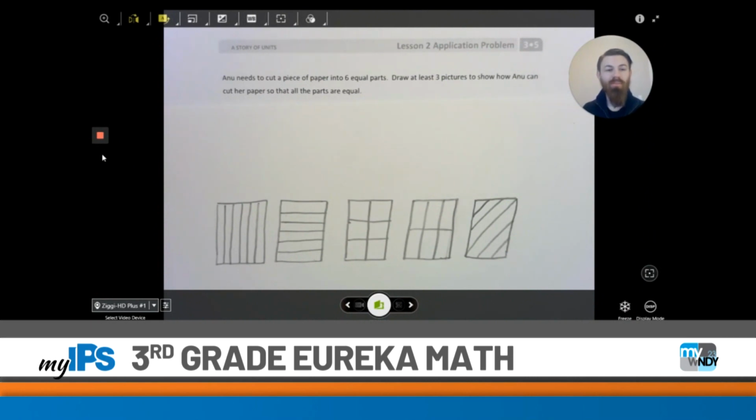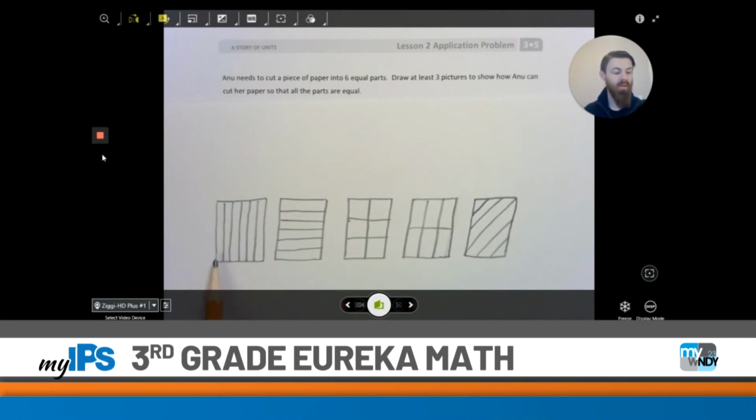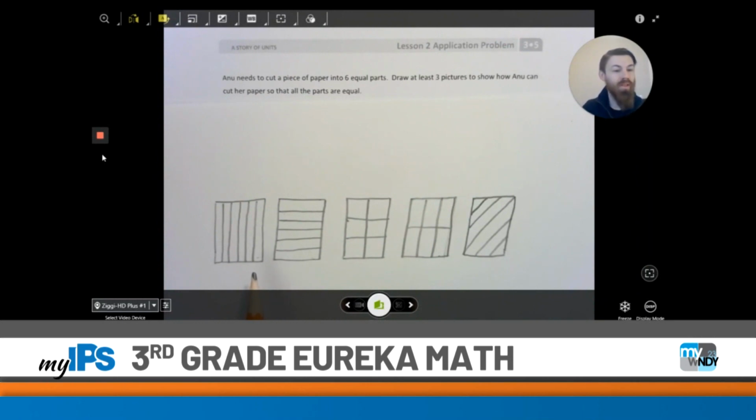While you were drawing, I was drawing too. I was drawing as many ways as I could think of to show how Anu could cut the paper so that all of the parts are equal. Did I partition this piece of paper into 6 equal parts? Let's first count our parts. 1 part, 2 parts, 3 parts, 4 parts, 5 parts, 6 parts. Yes. And are they equal in size, or at least as close as possible? We're humans and we do our best to partition things into equal parts, and sometimes they work out the way we want them to. Other times they're a little bit off. Does this one look like all of the parts are intended to be equal? They do.